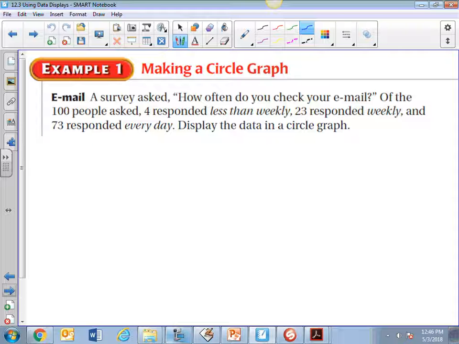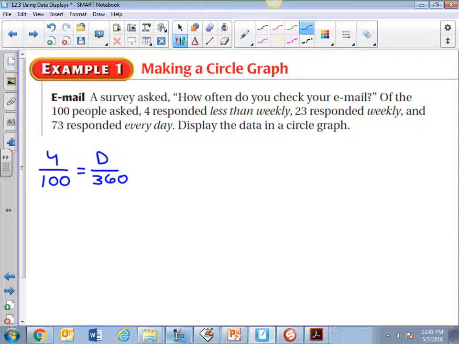You can do this one of two ways. Understand it's not always going to be out of 100 people, so you could have any number. I'll show you the 2 different ways. If I want to find the responded less than weekly, I could say 4 out of 100, and then to find out how many degrees this covers, I could set up a proportion. I could put D over, not 100, but 360, because 100% of a circle is 360 degrees. That's why I can do that.